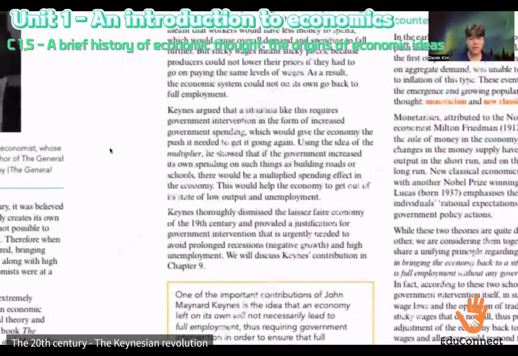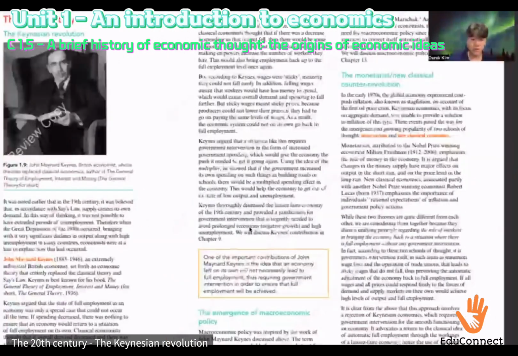Keynes argued that a situation like this requires government intervention in the form of increased government spending, which would give the economy the push it needed to get it going again. Using the idea of the multiplier, the Keynesian multiplier, he showed that if the government increased its own spending on such things as buildings, roads, or schools, there would be a multiplied spending effect in the economy. This would help the economy to get out of its state of low output and unemployment. Keynes thoroughly dismissed the laissez-faire economy of the 19th century and provided a justification for the government intervention that is urgently needed to avoid prolonged recessions and high unemployment. We will discuss Keynes' contribution in Chapter 9.